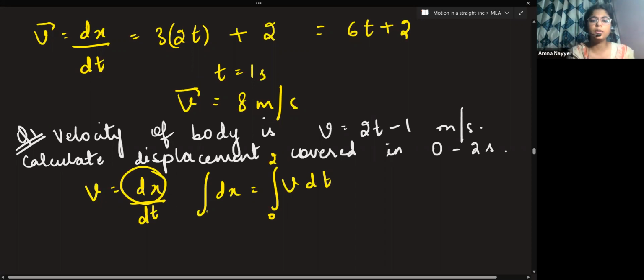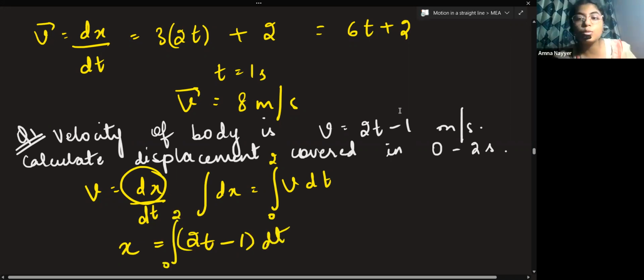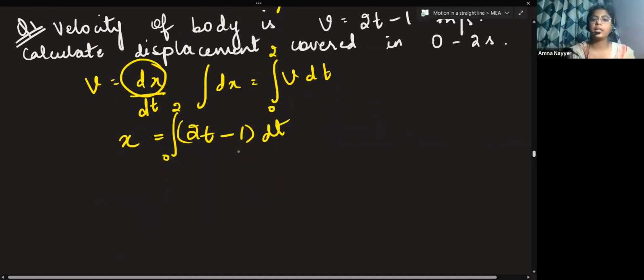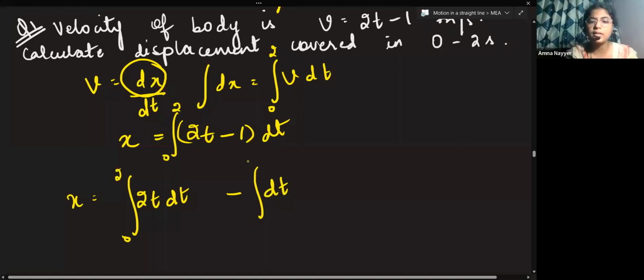When you integrate, this will give you the complete displacement, that is x. Velocity will be 2t minus 1, integrated from 0 to 2 seconds dt. Now, for all those who have forgotten integration, this is a revision. Integration we have already discussed. First step is to separate all the terms: 2t dt integrated from 0 to t, minus dt integrated from 0 to t.